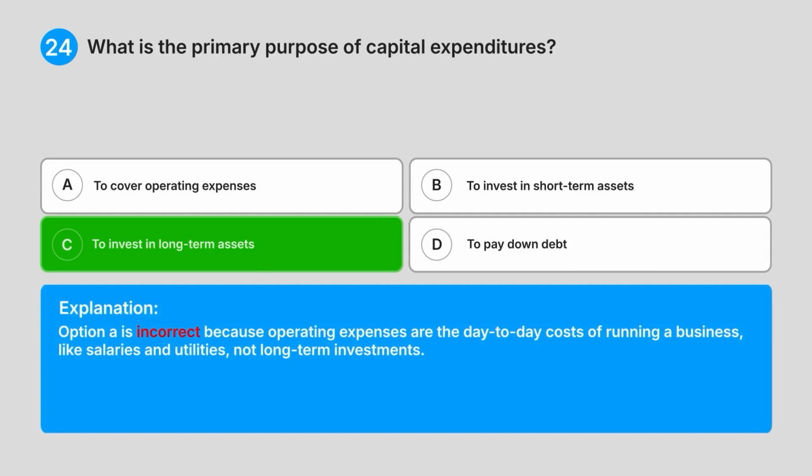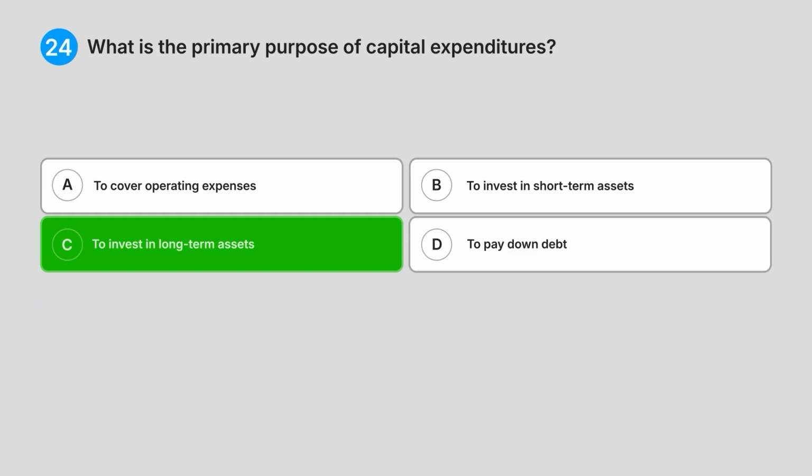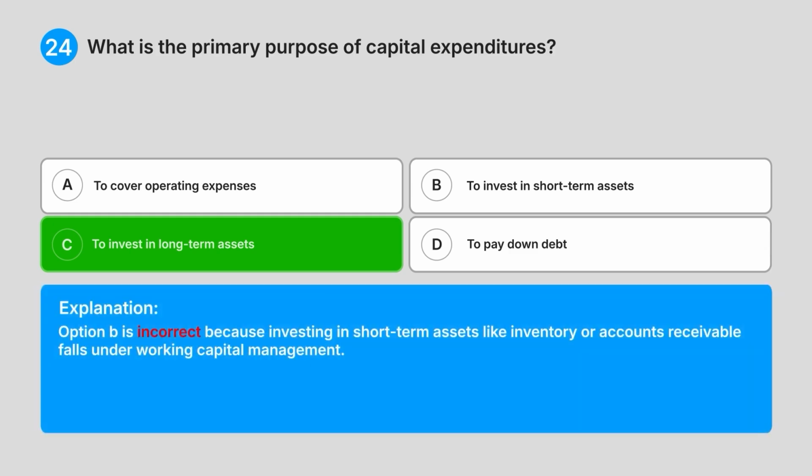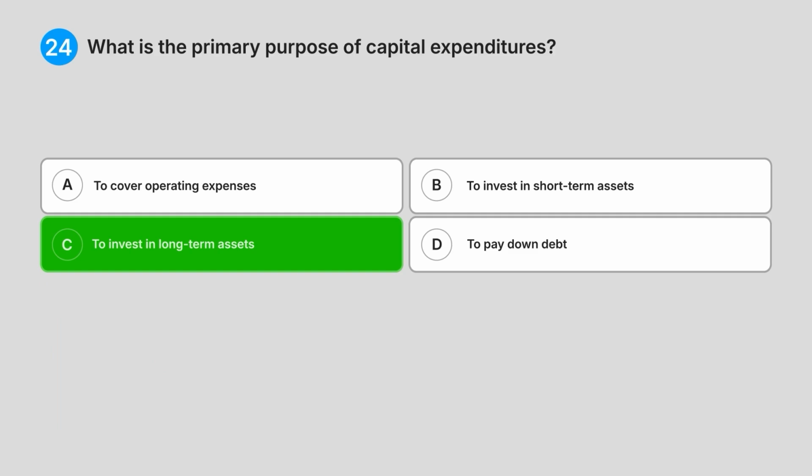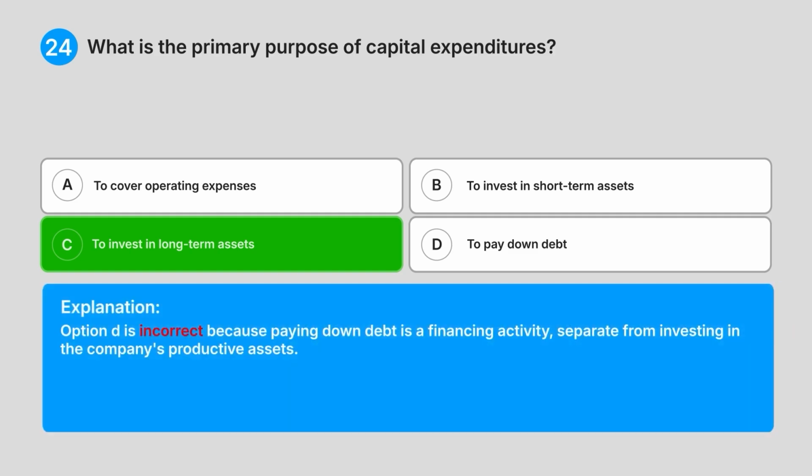Option A is incorrect because operating expenses are the day-to-day costs of running a business, like salaries and utilities, not long-term investments. Option B is incorrect because investing in short-term assets, like inventory or accounts receivable, falls under working capital management. Option D is incorrect because paying down debt is a financing activity, separate from investing in the company's productive assets.